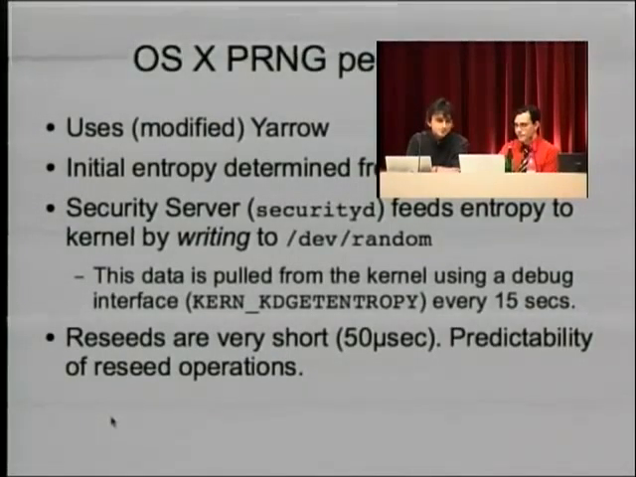Initially, when your system boots up, before it's getting fed entropy from security, the initial entropy comes from the system time, and it does just one reseed. So until security comes up, your random number generator is not strong. I'll leave it as an exercise to the listener to find things that get executed before security comes up and feeds entropy to the kernel.